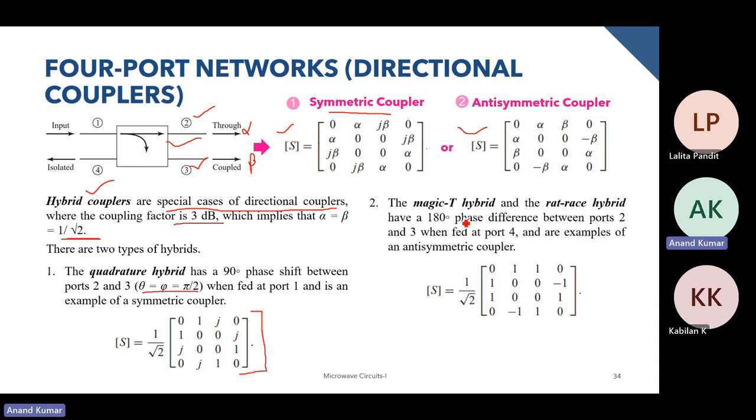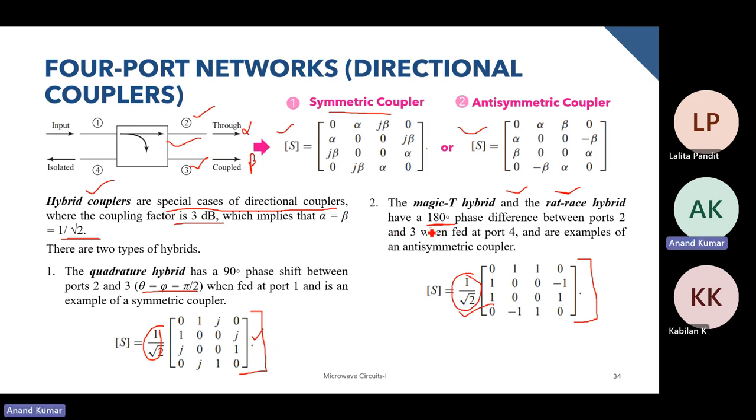The other one is a magic tee or a rat race hybrid. These are anti-symmetric couplers, where we have a 180 degree phase difference. In that case, the S matrix will look something like this. We have alpha equal to beta, and theta and phi are 180 degrees out of phase. So theta is zero, phi is pi. This is the S matrix over here, where we have taken out 1 by root 2 common from both of them.